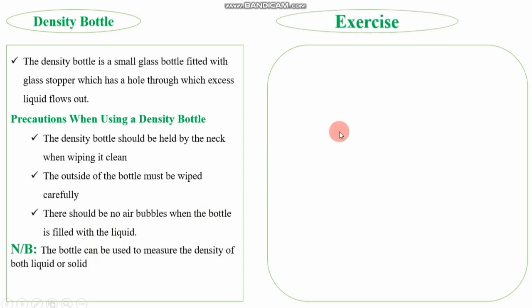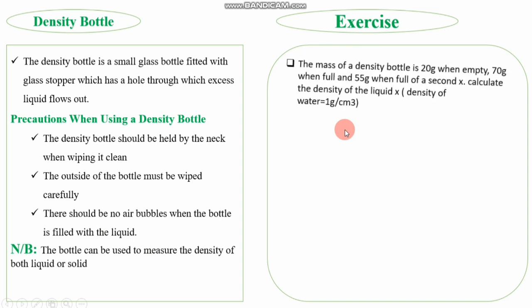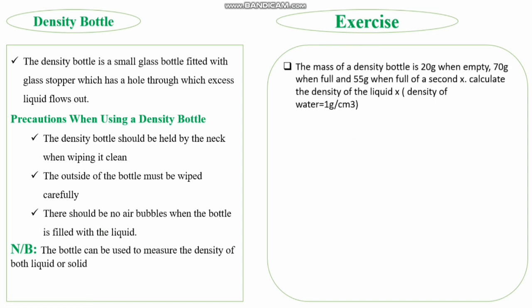So let us look at the exercise that involves using the density bottle. The mass of a density bottle is 20 grams when empty, 70 grams when full of water, and 55 grams when full of a second liquid X. Calculate the density of the liquid X, given that the density of water is 1 gram per cubic centimeter.